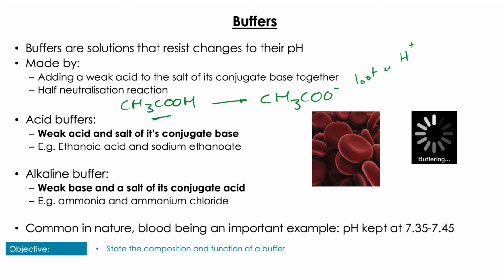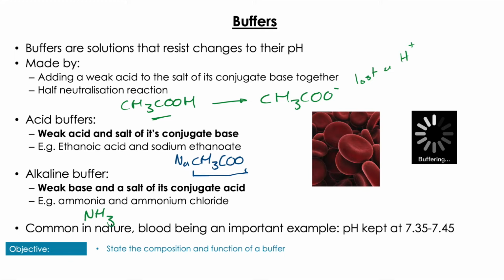So that would be an acidic buffer, a weak acid and the salt of its conjugate base. An example of a salt we could use to add to this solution would be sodium ethanoate, for example. So we could take sodium ethanoate crystals, add them to an ethanoic acid solution, and then we would form this buffer system, this weak acid buffer system.